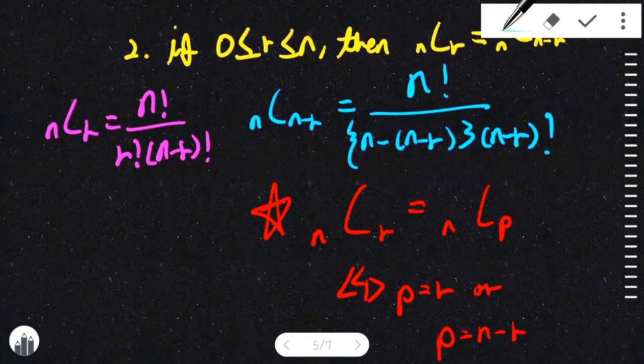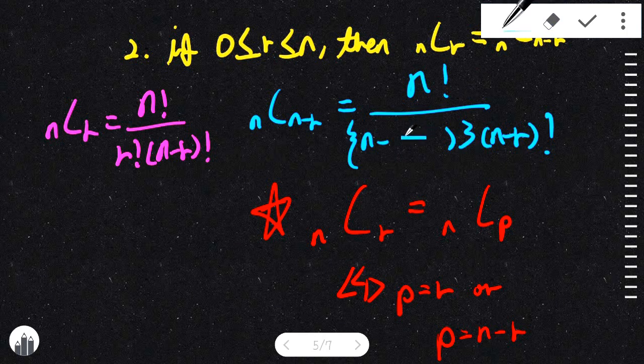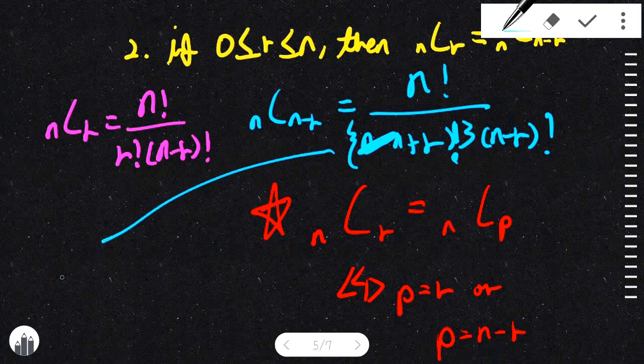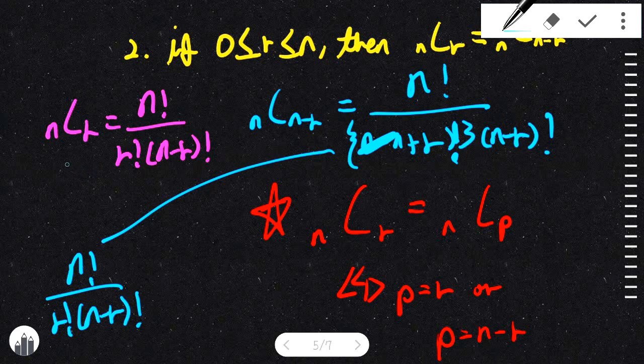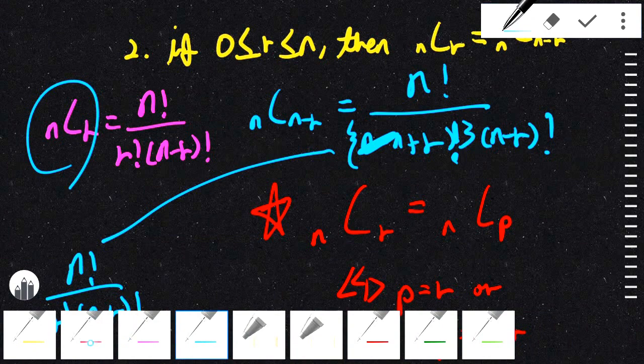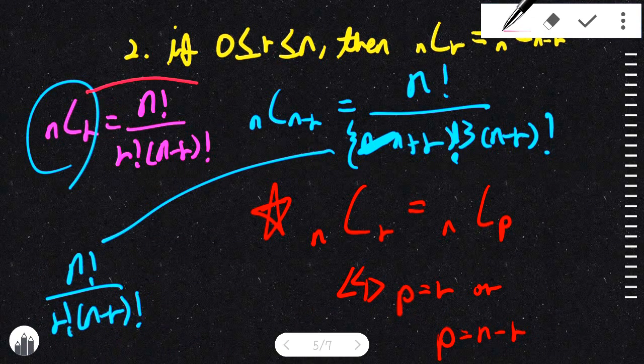This n minus (n minus r) would become positive, because if you cancel out the parenthesis, it will become n minus n plus r, so n will cancel out. In the end, this becomes n factorial over r factorial and (n minus r) factorial, which is equal to nCr. So by this, we know that nCr equals nC(n minus r).